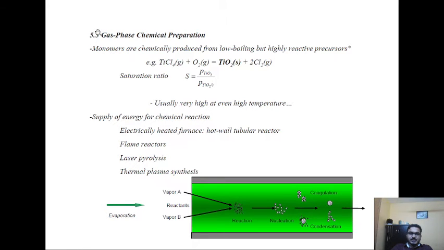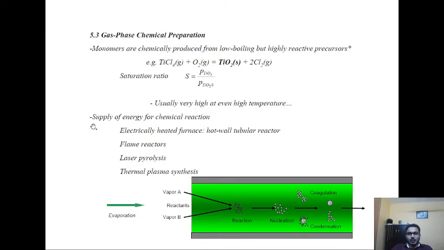Next is gas phase chemical preparation. Here monomers are chemically produced from low boiling but highly reactive precursors. We have already seen this formula. So saturation ratio is given by this formula, and saturation ratio is usually very high even at high temperatures.